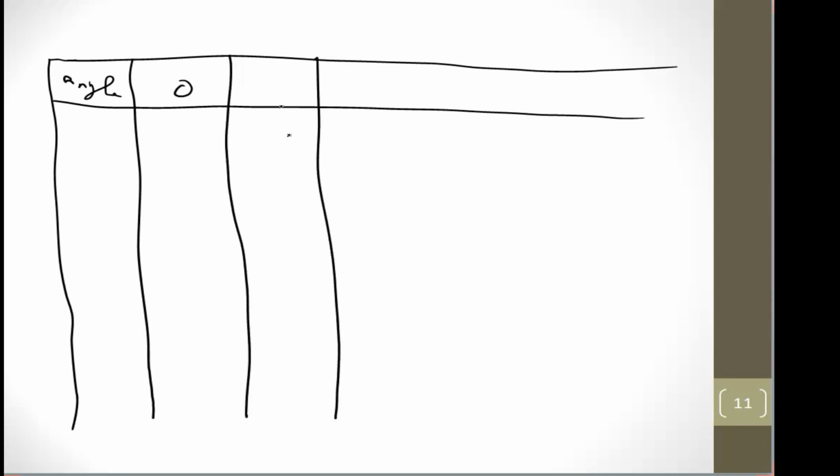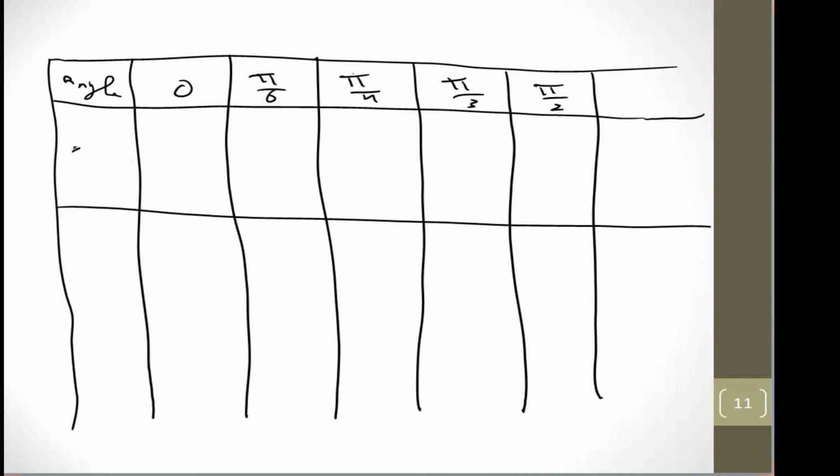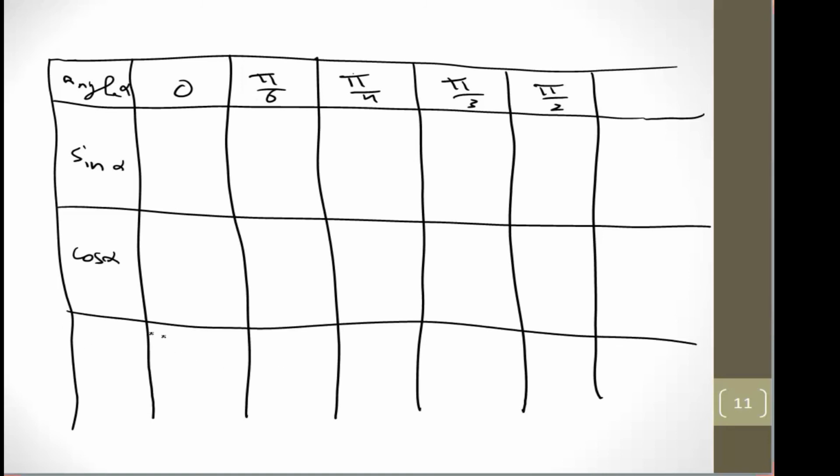Usually we start from 0. The remarkable angles are 0, 30, which is pi over 6, 45, which is pi over 4, 60, which is pi over 3, and 90, which is pi over 2. Right? Later on we can do pi and 3 pi over 2. Usually we start with sine, and here cosine alpha or sine alpha. On it we can write angle alpha. We can write here tangent alpha and cotangent alpha.